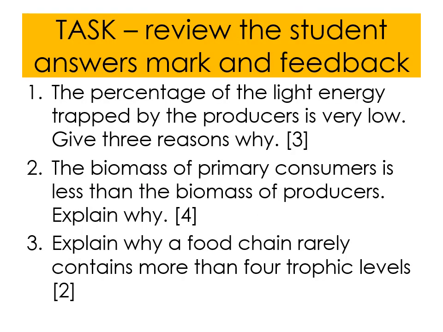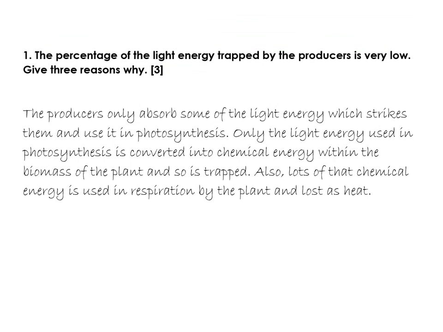Okay, right, so I'm going to give you a task now. You're going to have to pause the video on the student responses, have a go at marking and giving feedback, and then watch my marking and feedback and compare. Okay, so there are 3 questions. The percentage of light energy trapped by the producers is low. Give 3 reasons why. The biomass of the primary consumers is less than the biomass of the producers. Explain why. And explain why a food chain rarely contains more than 4 trophic levels. Okay, so review the student's response.